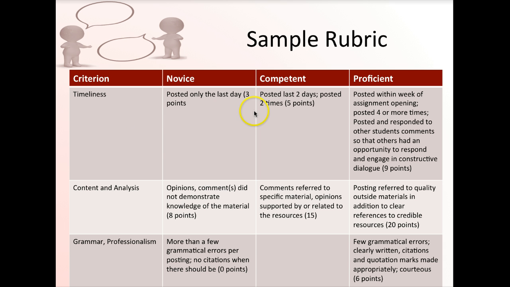First, in terms of timeliness, what I'm looking at is whether you've participated regularly, early in this discussion. So, if you posted only the last day, then you earn 3 out of the 9 points that are available for timeliness. Sometimes students are concerned that they just don't have time to post, and so they post everything on the last day, and that should count.